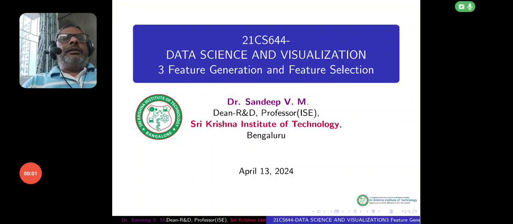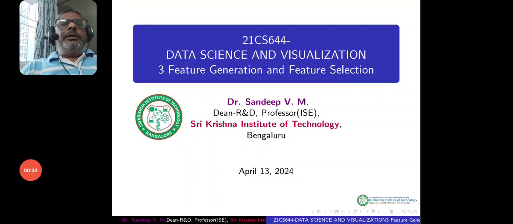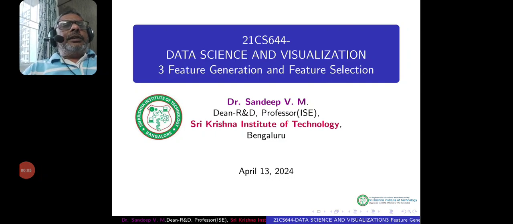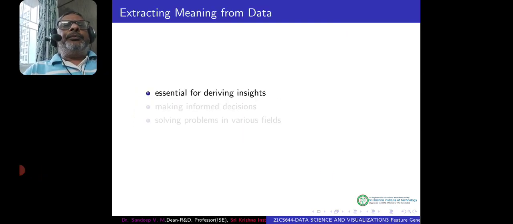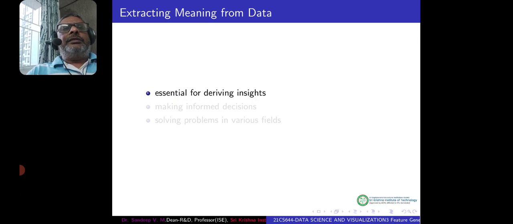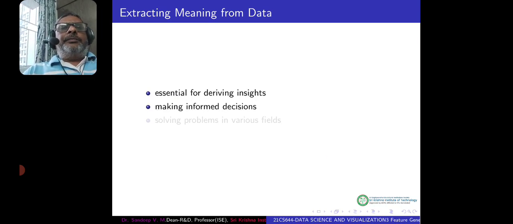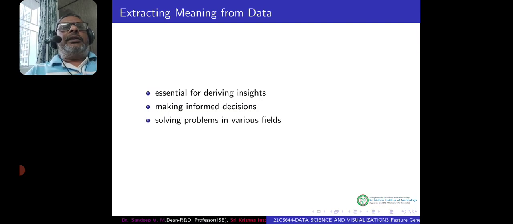Hi friends, let's get into the third module. It's all about feature generation and feature selection. Feature extraction is a process of extracting the meaning from the data. It is essential for deriving insights from the data. It is helpful in making informed decisions and in solving problems in various fields.